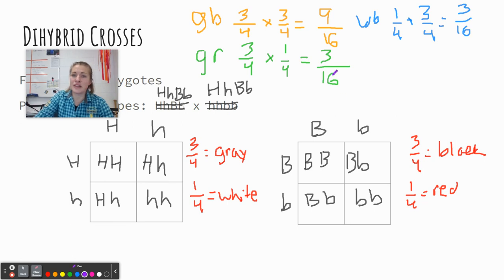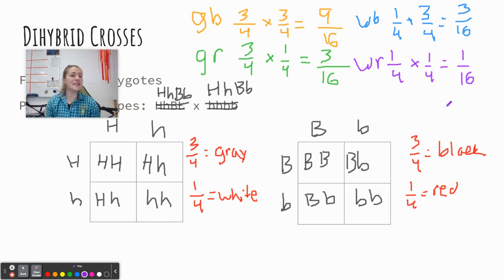And last but certainly not least, a white rabbit with red eyes. I have a 1 out of 4 chance of getting a white rabbit times a 1 out of 4 chance of getting red eyes. 1 times 1 is 1. 4 times 4 is 16. Did a little bit of math, made it a little bit easier than the other way to do it of drawing out the whole big Punnett squares. It actually takes a lot less time to do this than the other one.